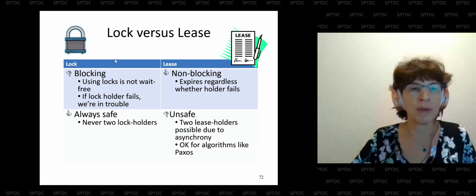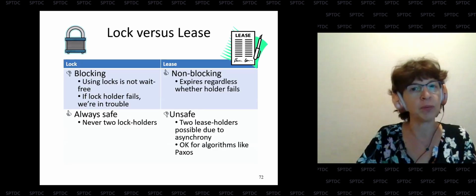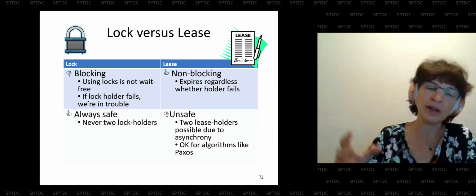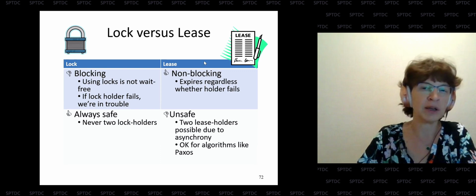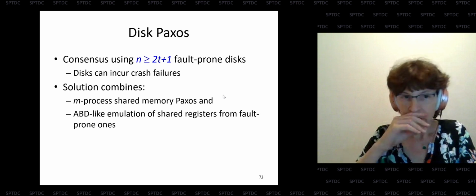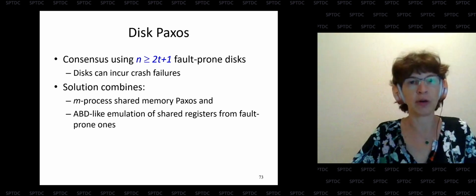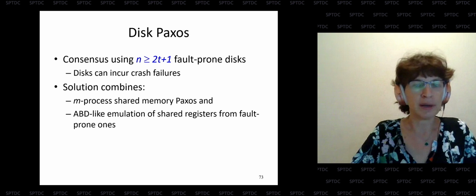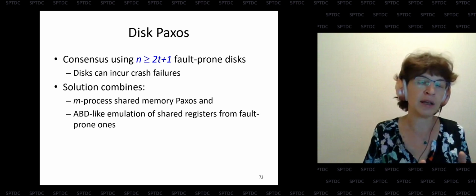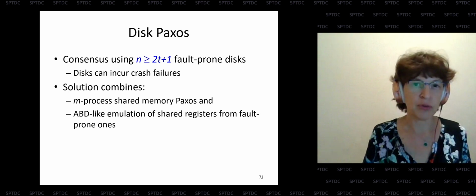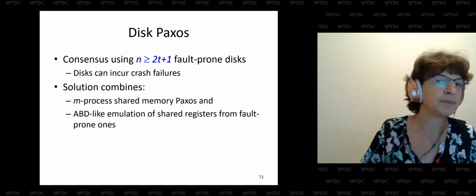But this is the idea. Just to clarify, the lease is how we use the shared memory Paxos. The complete system is we have the shared memory Paxos, and then we have the leasing mechanism that ensures that we have only one leader eventually competing in shared memory Paxos. This Paxos is basically a combination of everything we've seen so far. It's consensus using n fault-prone disks. Shared memory Paxos used n reliable registers that were not fault-prone. Now we're using fault-prone disks.